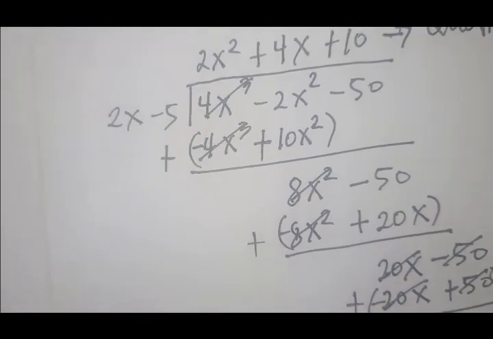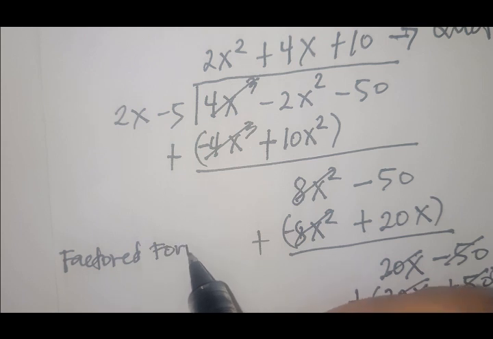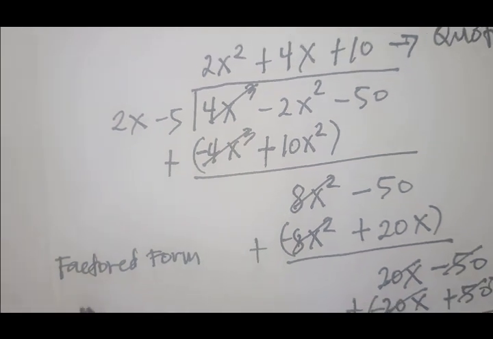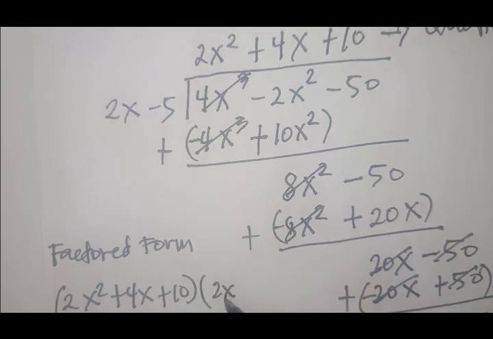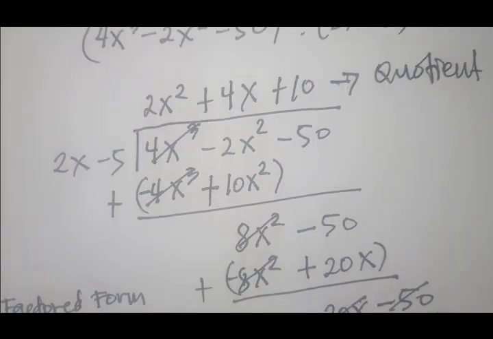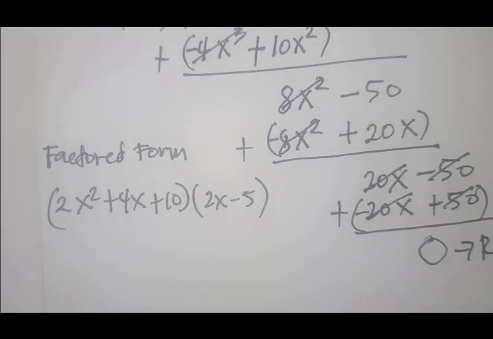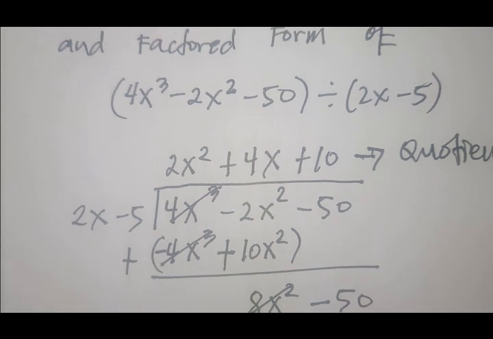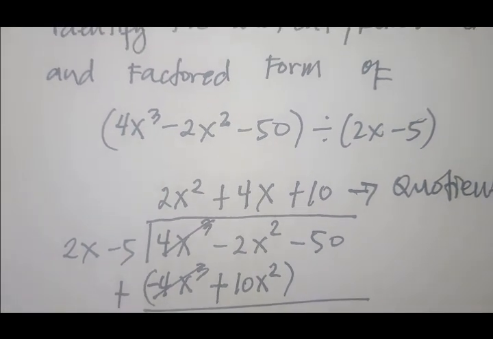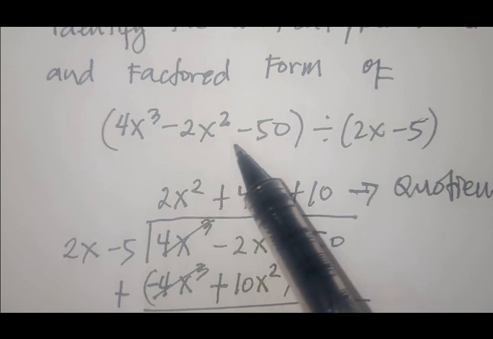How about the factored form? So the factored form, syempre, set natin. Okay, yung quotient natin, which is 2x squared plus 4x plus 10, and your divisor, which is 2x minus 5. So this will be your quotient, your remainder, and the factored form using long division method. Okay, again, always check if the given polynomial is written in its standard form.